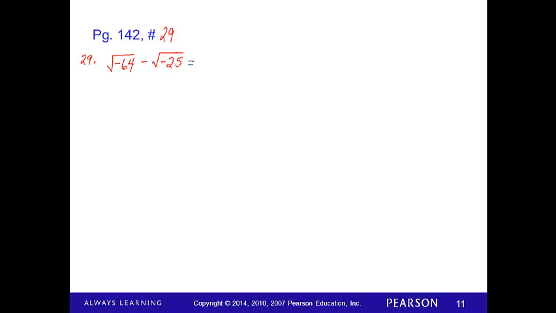So the negative inside the square root disappears and the i appears on the outside. So this is i square root of 64 minus i square root of 25. And then you say, well, the square root of 64 is just 8, so I have 8i minus the square root of 25, which is just 5i, and that equals 3i.